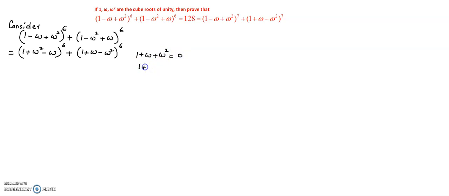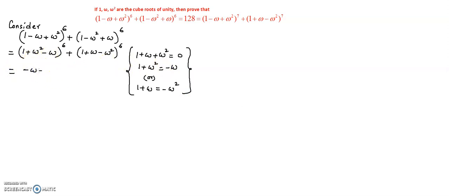From this we can write the value of 1 plus omega square as minus omega. Omega is sent to the other side, so we get 1 plus omega square as minus omega. Or if we want the 1 plus omega value, we need to send omega square to the other side, so we can write 1 plus omega as minus omega square. So these two values we have to use here. Instead of 1 plus omega square, we can write minus omega.